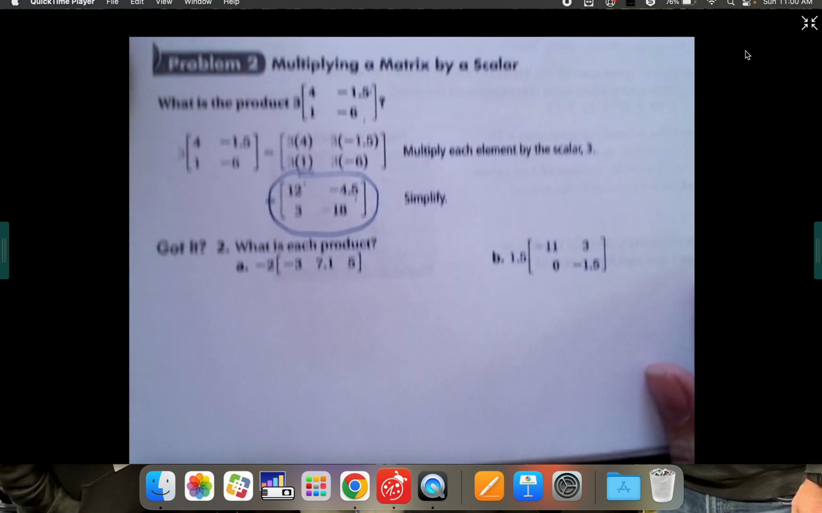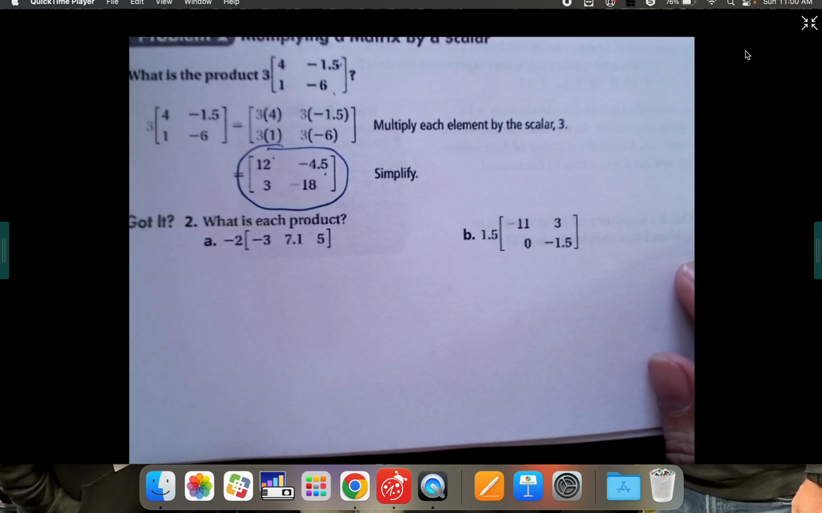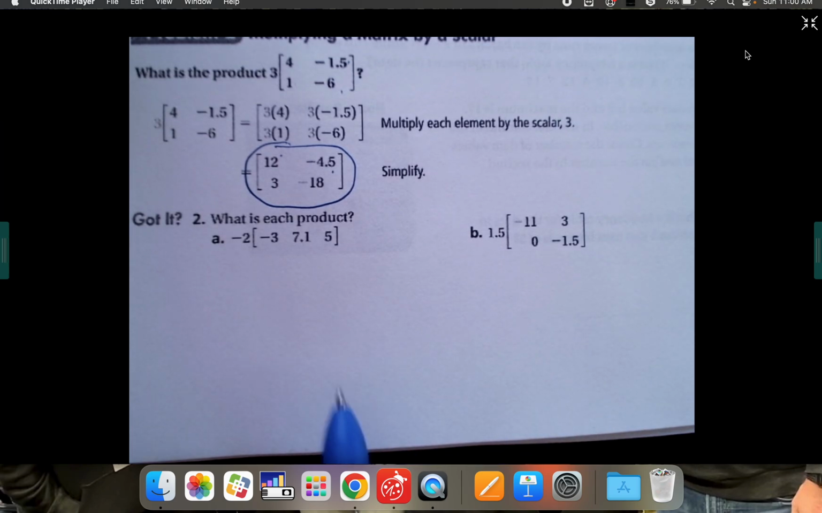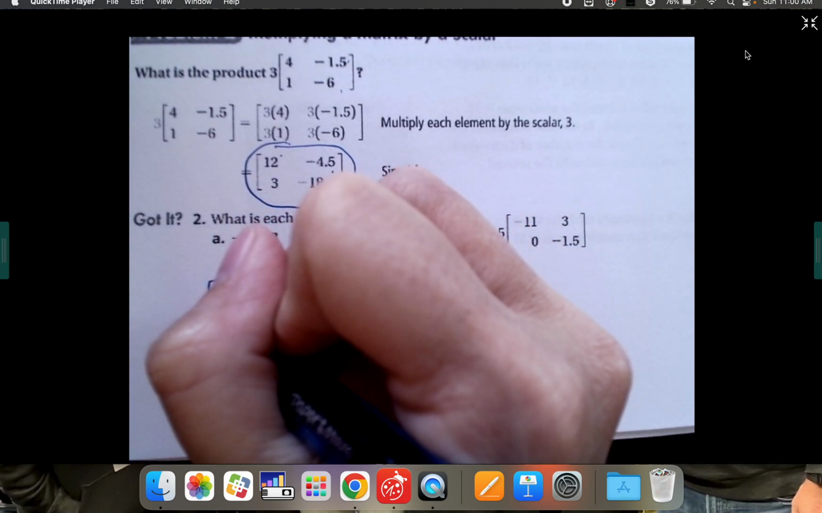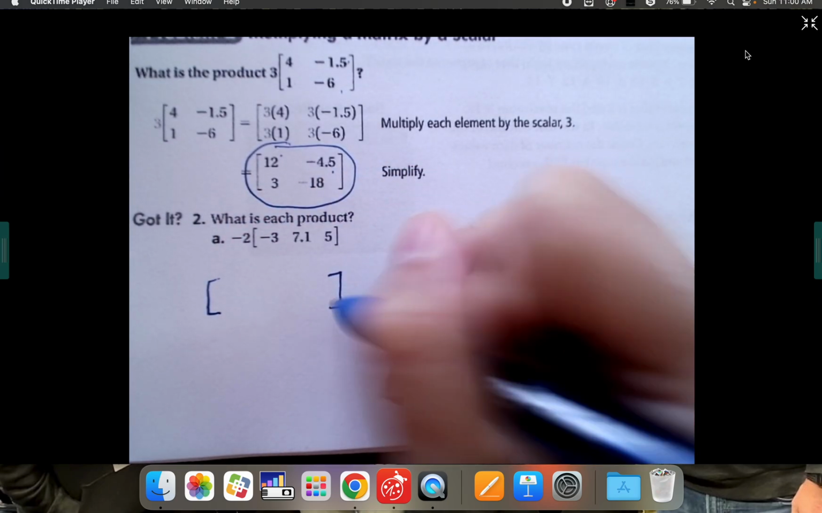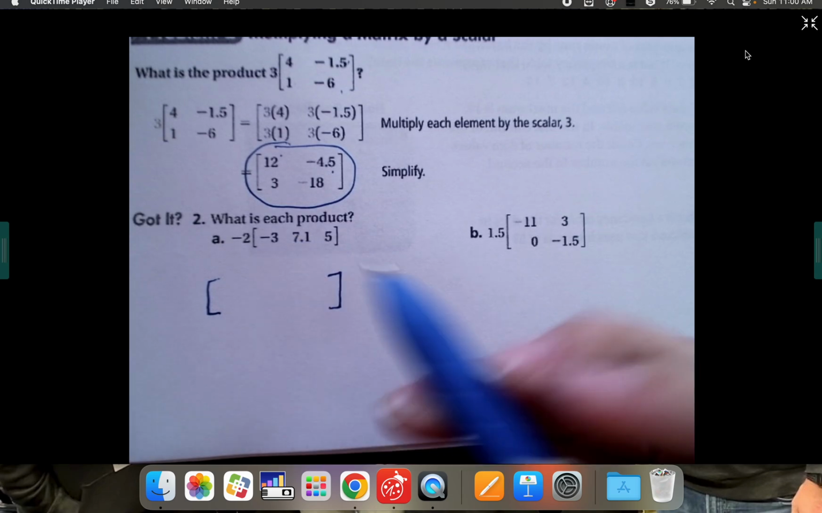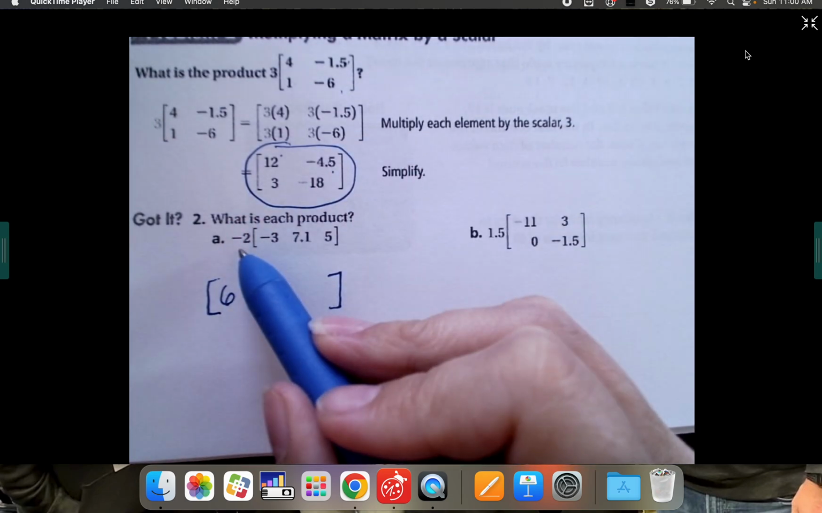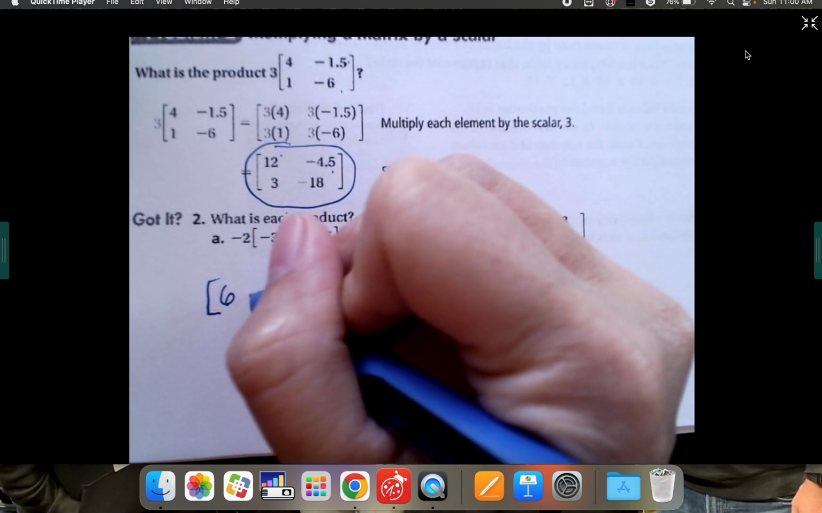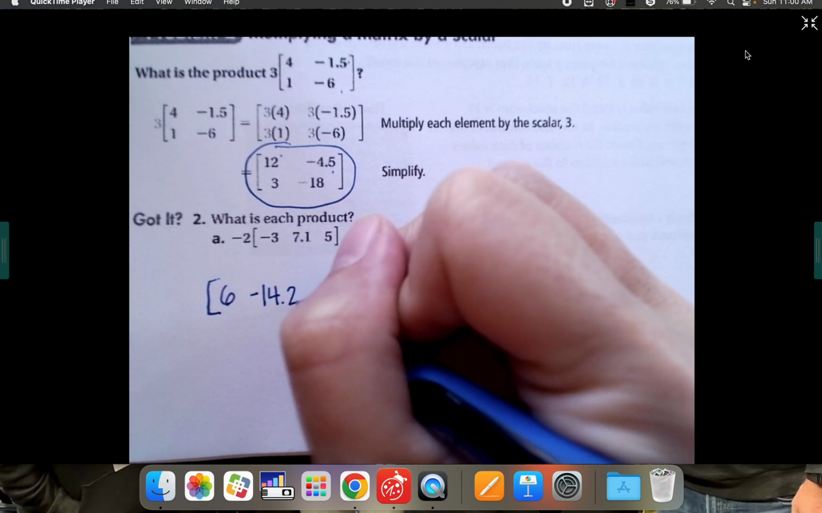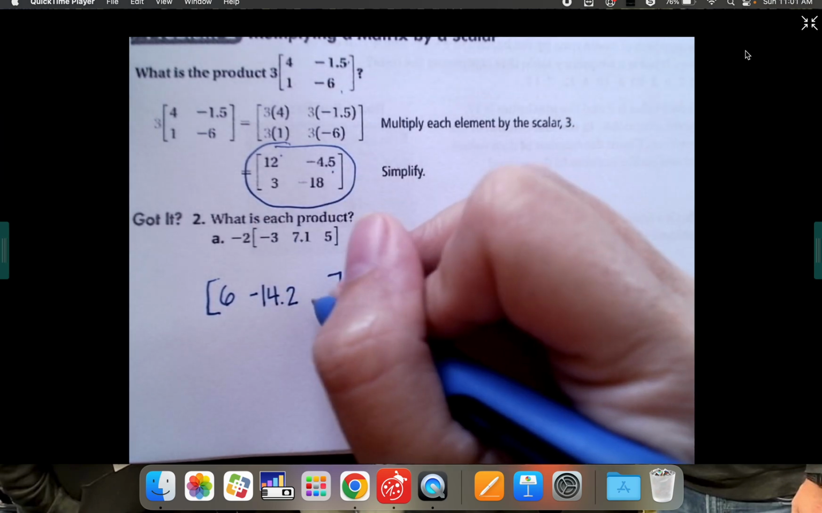Again, not very difficult. You probably would be able to figure this out on your own. In fact, I'm ready for you to pause the video and try the 2 on the got it's, and then push play again and see how you did. Okay, I'm just going to write out the answers because I know that by now you guys know how to multiply. Negative 2 times negative 3 is 6. Negative 2 times 7.1, if I did it right, is negative 14.2. And then negative 2 times 5 is negative 10.